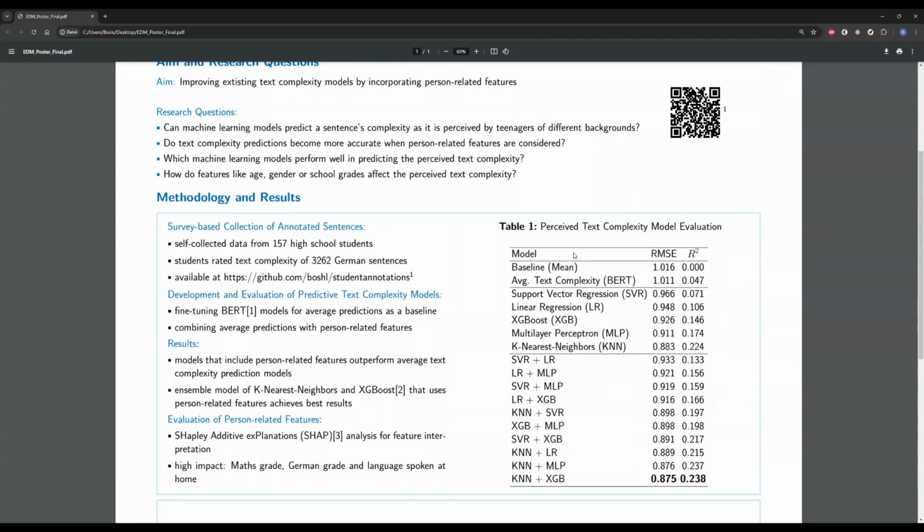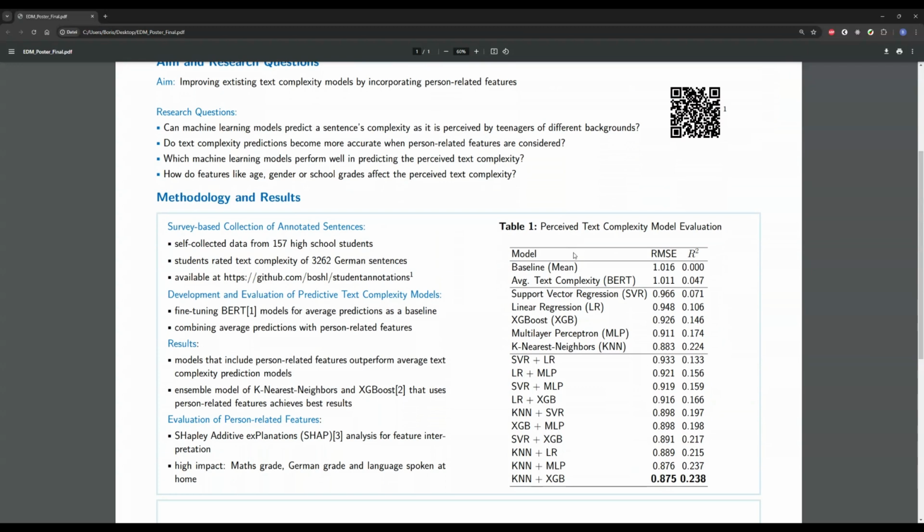In the first step, we train a model that does not look at the features, which is just a fine-tuned BERT model that makes average predictions for the text complexity values. In the second step, we combined the average predictions with person-related features. We noticed that the models that use person-related features tend to perform better in the individual predictions.